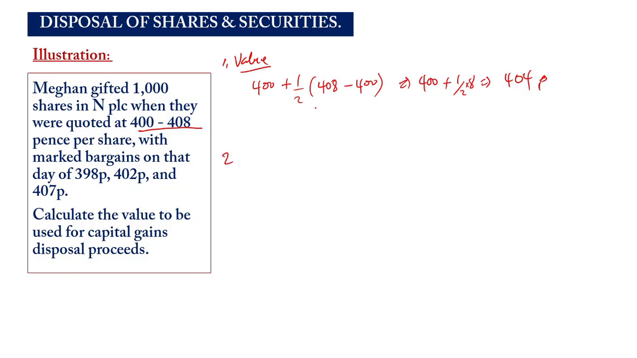Then step 2 is the total proceeds of the shares. So the proceeds of the shares is going to give us the 1,000 shares that Megan gave out multiplied by 404p. So 404p is equivalent to 4.04 pounds. So when you have 400p, just divide by 100. So this divided by 100 will give us pounds. So when you multiply by 1,000, it's going to give us 4,040 pounds.